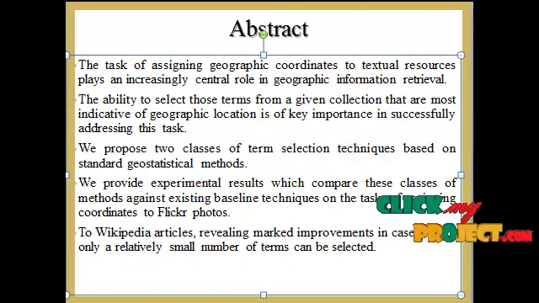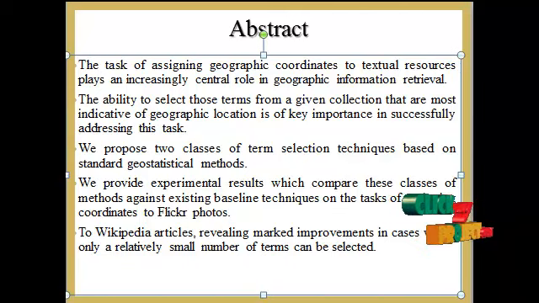First, to implement the idea of spatial smoothing of term occurrence, we investigate the use of kernel density estimation to model each term as a two-dimensional probability distribution over the surface of the Earth. The second class of term selection methods is based on the Ripley's K statistic, which measures the deviation of a point set from spatial homogeneity.